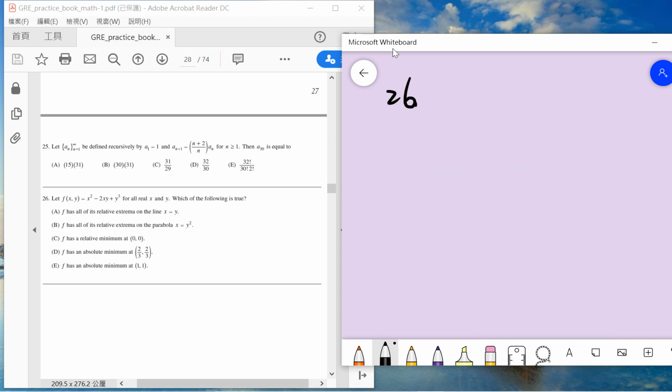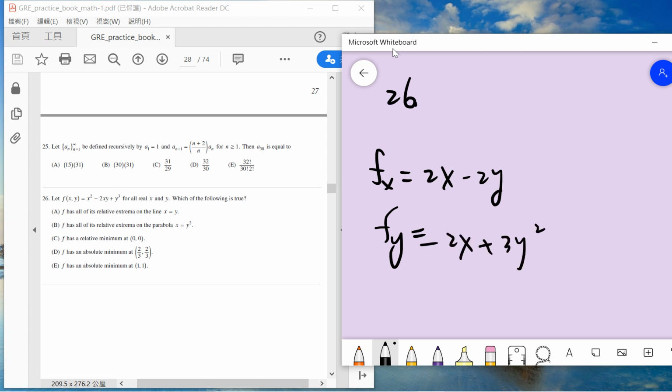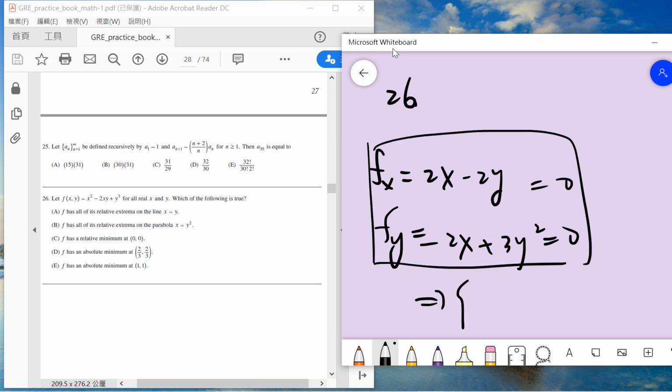26 asks you about the extremum, the minimum and the extremum. So basically you first calculate the partial derivative with respect to x and with respect to y, and let it be 0. So you get the extreme cases need to be x equals y and 2x equals 3y squared. This is the necessary condition.